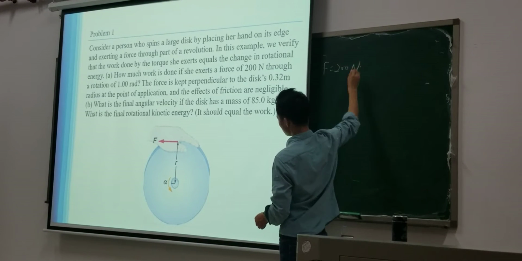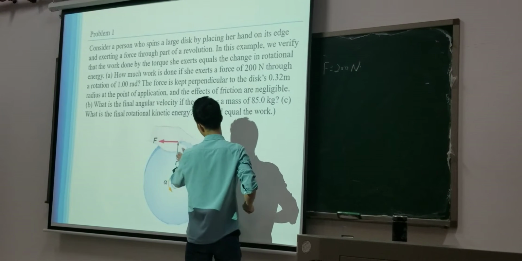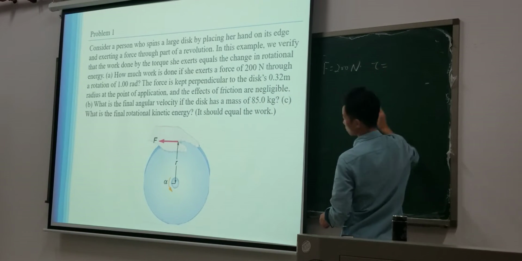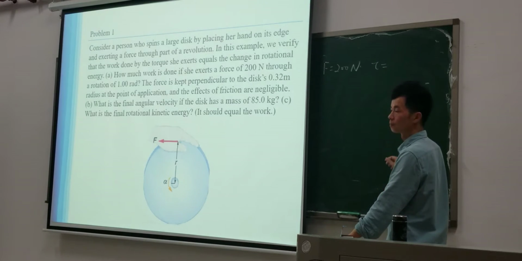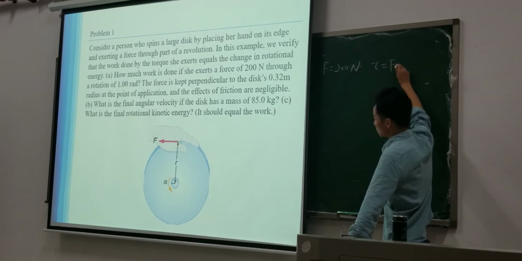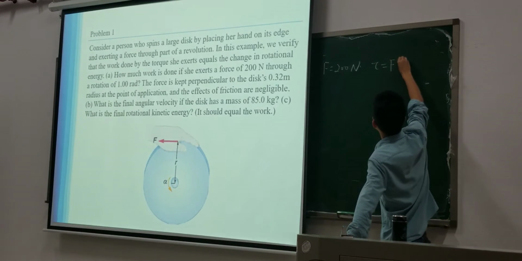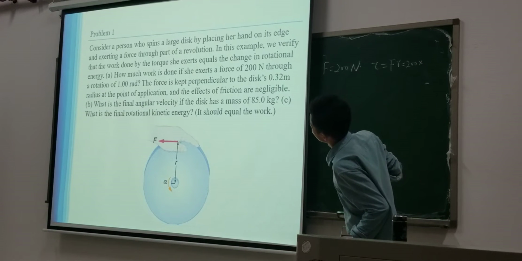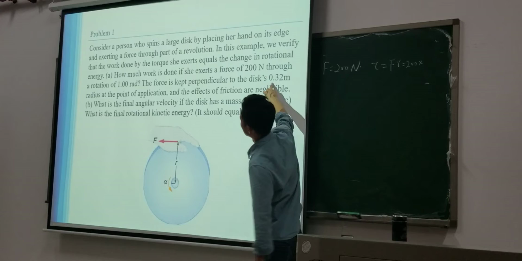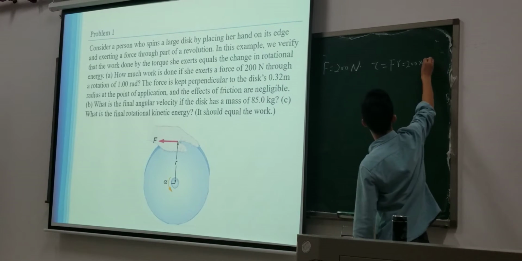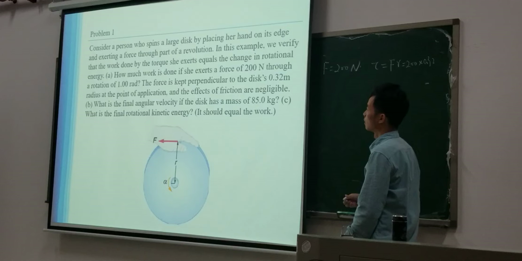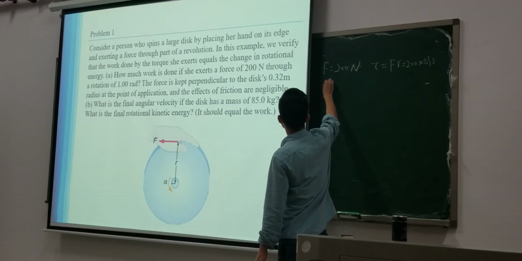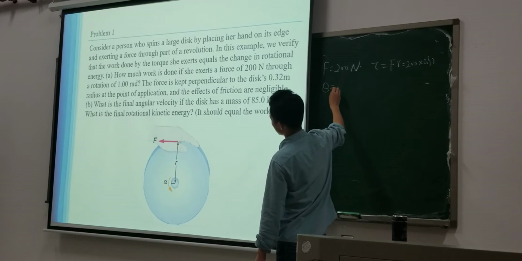This is force, and the force is always perpendicular to the radius. So how much is the torque? Torque tau is equal to F times R. The F is 2,000 and R is equal to 0.3 meters. This is torque. And the angular displacement in this situation, theta, is how much?